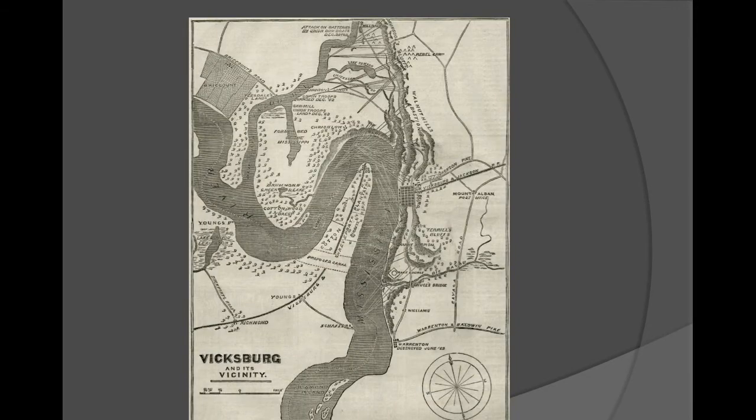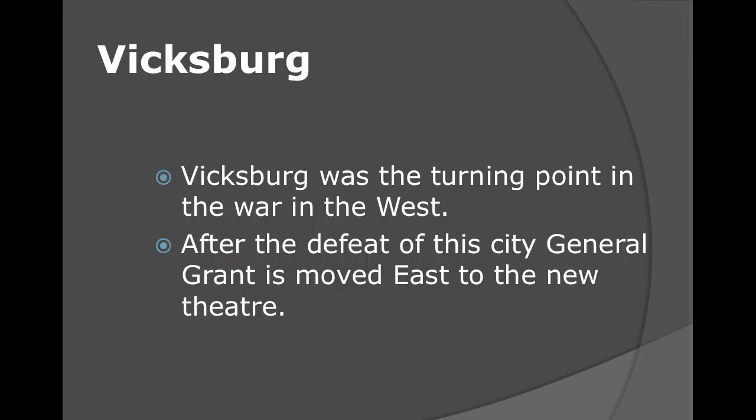If you look at that map, you can just kind of get an idea of how the Mississippi River bends right there. And you can see where the city of Vicksburg is right there on the right-hand side. And it was a critical city to take. Now, Vicksburg is actually the turning point for the war in the West.